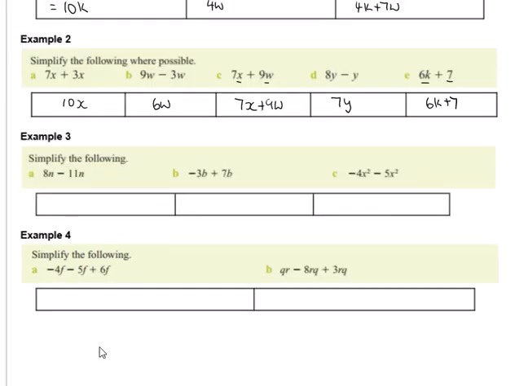Alright, something a little bit harder, but again, exactly the same. Remember, if the terms are like, then we can add and subtract. 8n minus 11n. Well, they are the same because they have n's on them. So it's 8 minus 11. 8 minus 11 is negative 3n. Minus 3b plus 7b. Well, minus 3 plus 7, if we're at minus 3 we add 7 to it, we're going to get up to 4b.